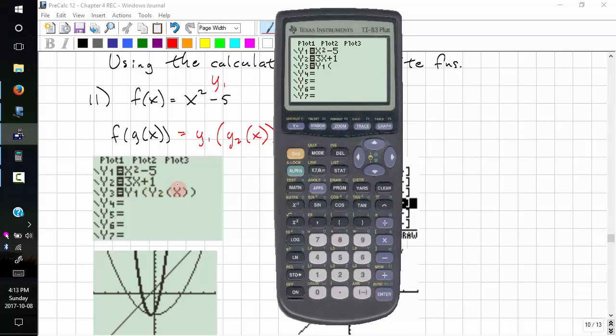And we might want to make it look like this. And now we want y2. So again, we press vars. We go to y vars by pressing right. We want function again, and we want to scroll down to y2, and we want a bracket and an x. And we need to close it off with two brackets, and now we can graph. So here we have our x squared minus 5, here we have our 3x plus 1, and here we have our composite function.